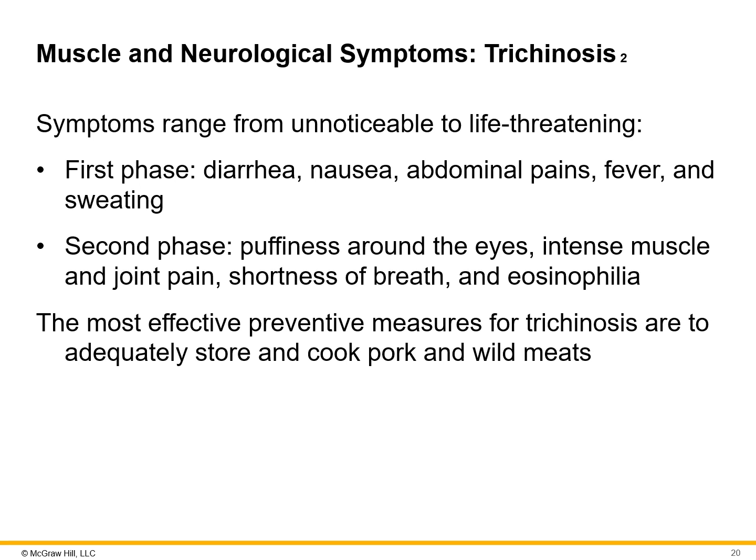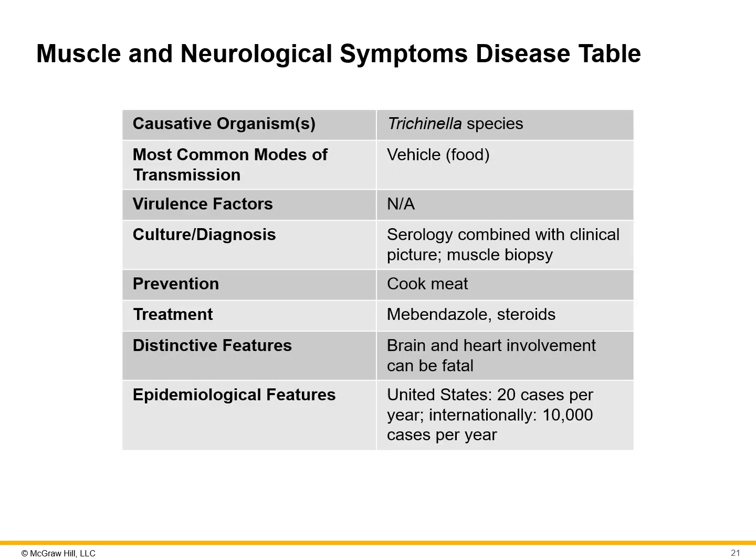Continuing on here, some of the symptoms can go unnoticeable and then can range up to being life-threatening. So the first phase is GI: diarrhea, nausea, pain, fever, sweating. Then the second phase is it moves: puffiness around the eyes, muscle and joint pain, shortness of breath, and eosinophilia, so that increased number of eosinophils. So the most effective preventative measure here for trichinosis is, again, adequately storing and cooking pork and wild meats.